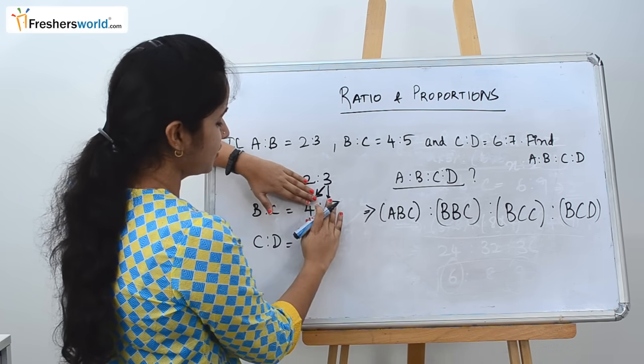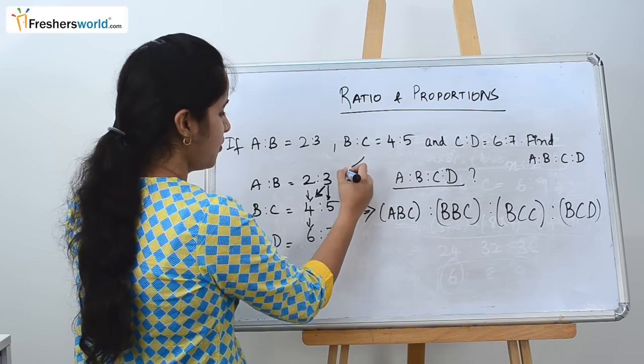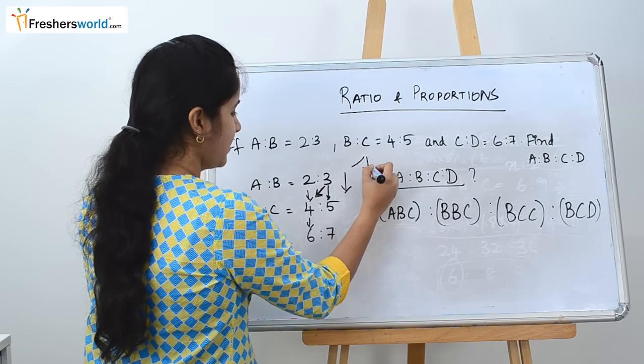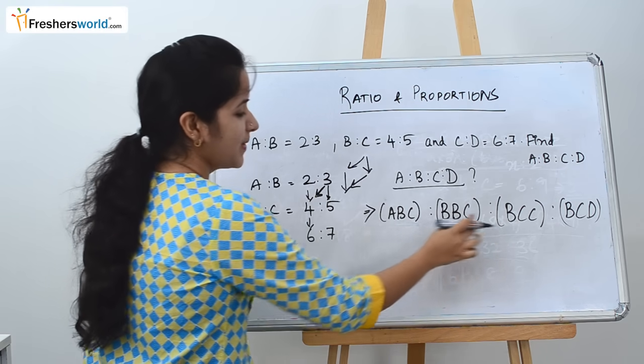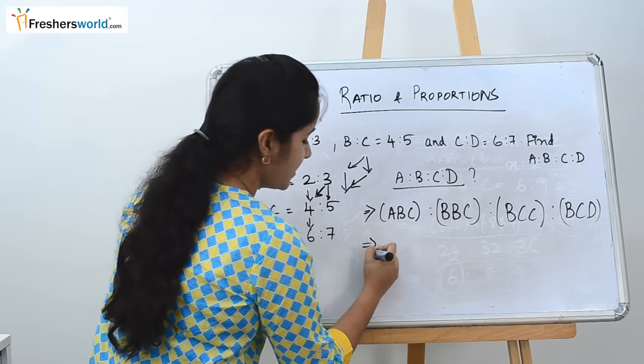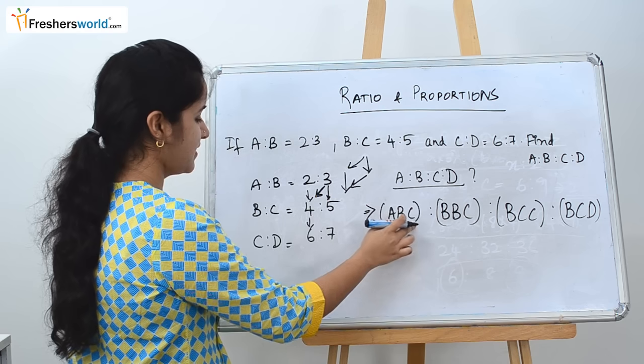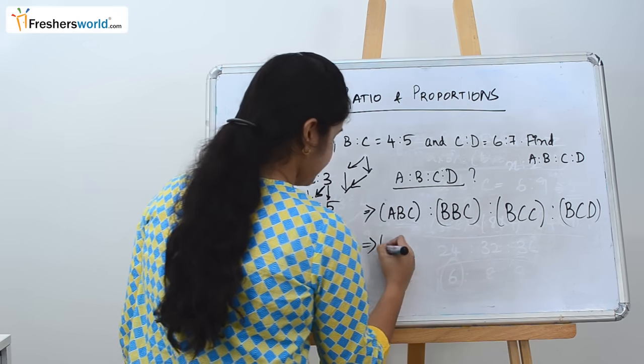Remember these two arrows alone. You're going to go this way, and you're going to go here and then here. So if you remember these arrows, it will be easy for you to do. Now let's start doing the question. For a, b, c, it's 2 into 4 into 6.